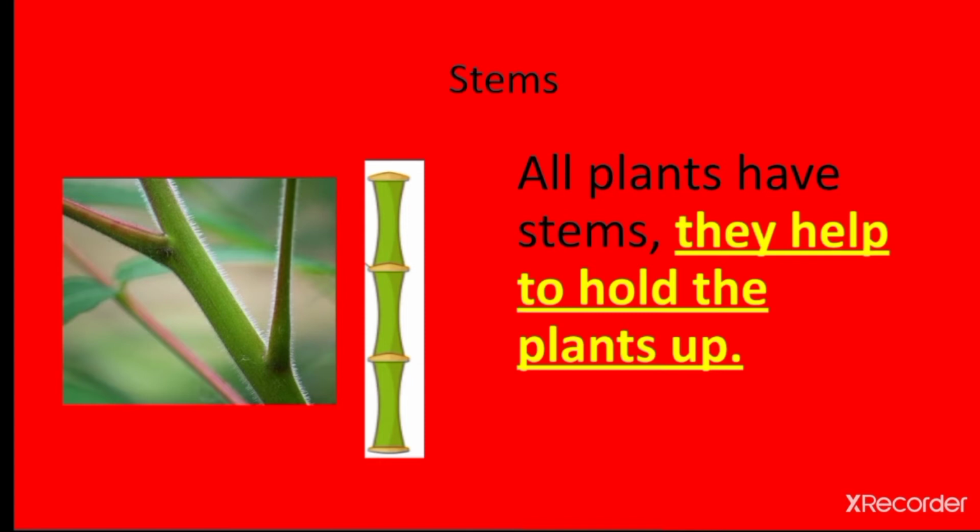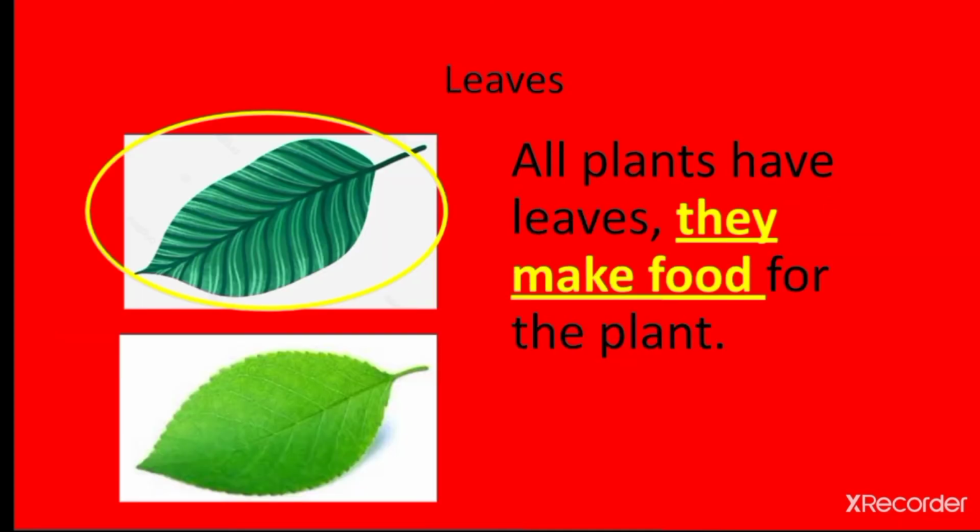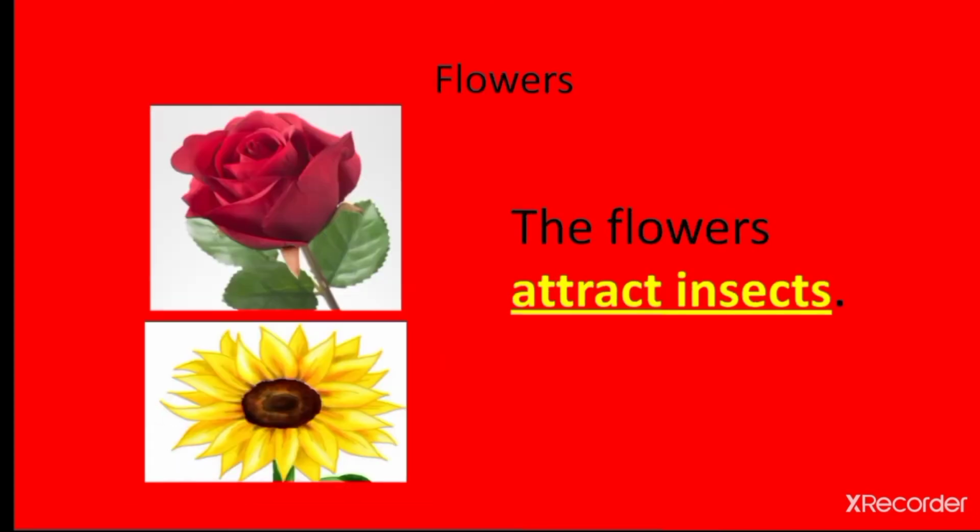Can you tell me what the next part of the plant is? That's correct. The leaves. All plants have leaves. They make food for the plant. Most leaves are green, as you can see in the picture. The next thing we looked at was flowers. The flowers attract insects, such as bees, who help to make more plants.